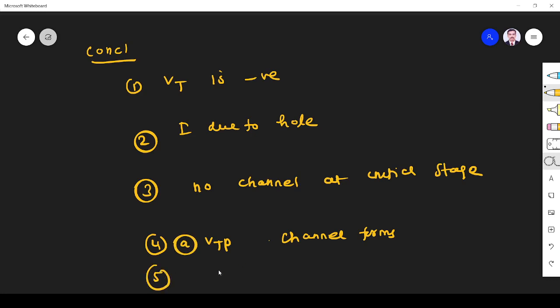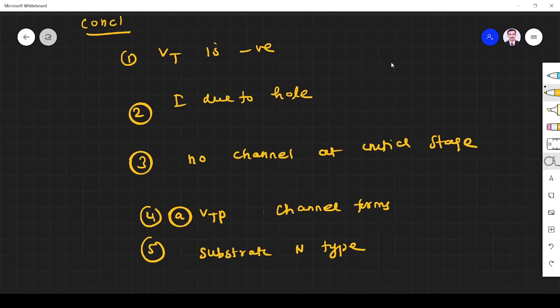Fifth point is, what other thing you have to remember, the substrate is N type. So these are all the points you must remember whenever you work with the PMOS in enhancement mode. Thank you.